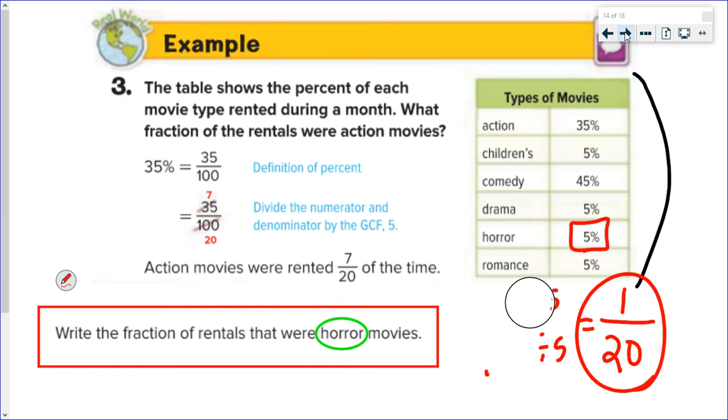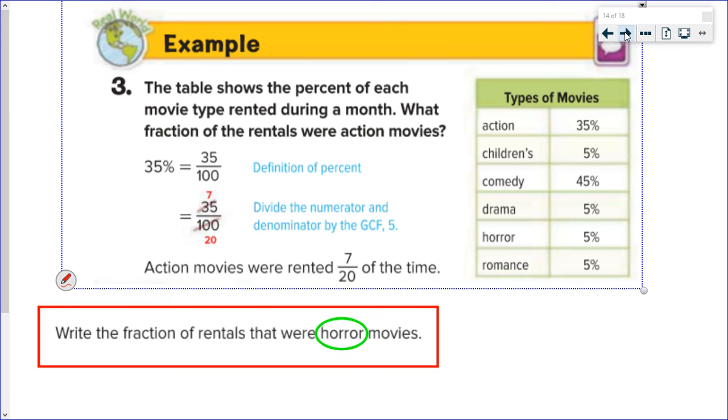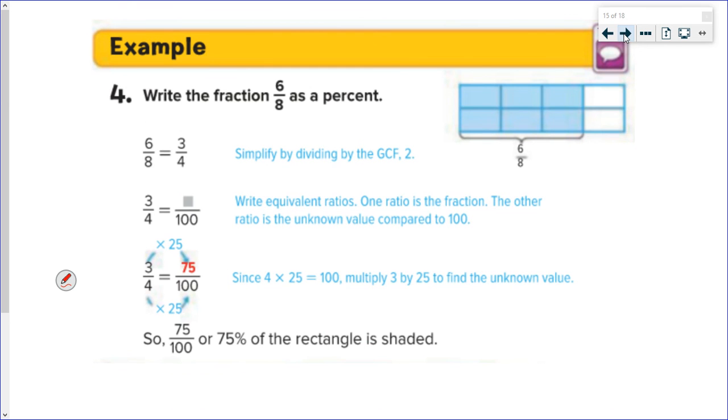Okay, so hopefully you're following along and this is making sense. To me, I think that percentages and fractions is a little bit easier than what decimals and fractions was. Okay, just a couple more here.